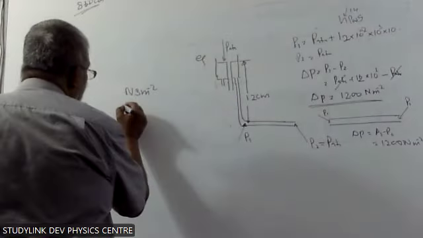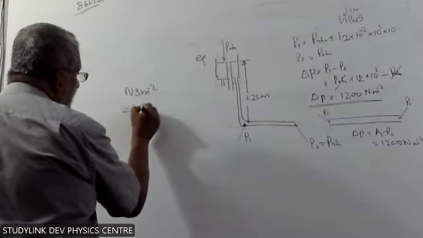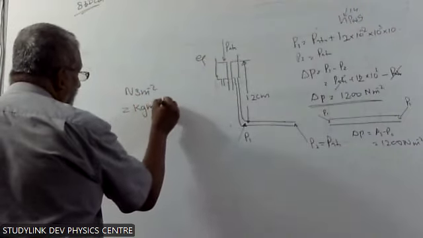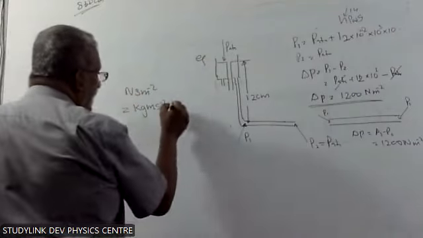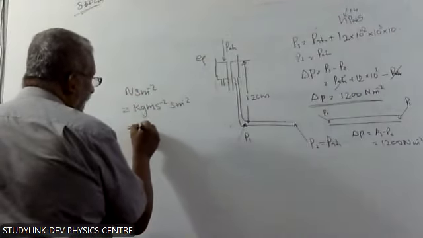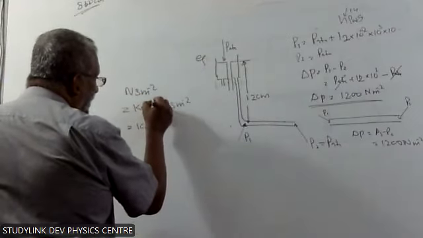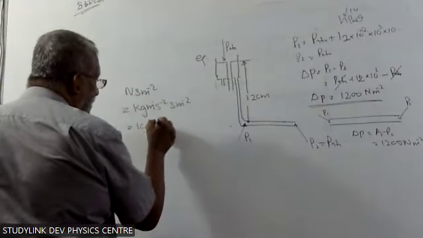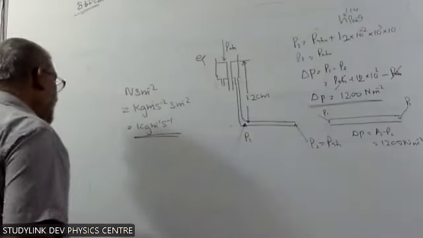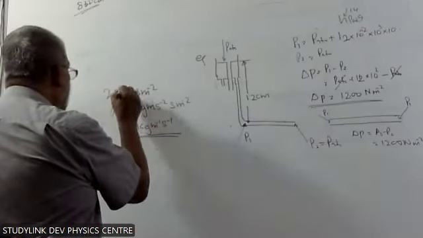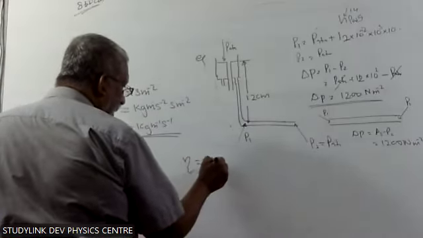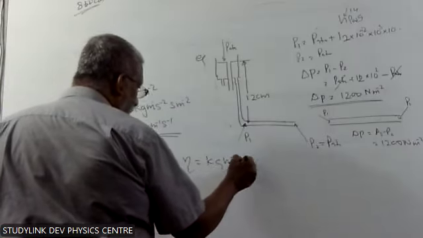Yes. So this is equal to Newton is kg m s^-2, then s, then m^-2. Then you get kg, this is 1, m^-1, s^-1. This is what I gave earlier. Eta, or in other words, eta is given as kg m^-1 s^-1.